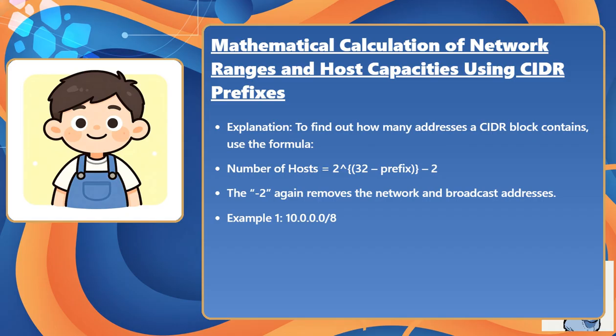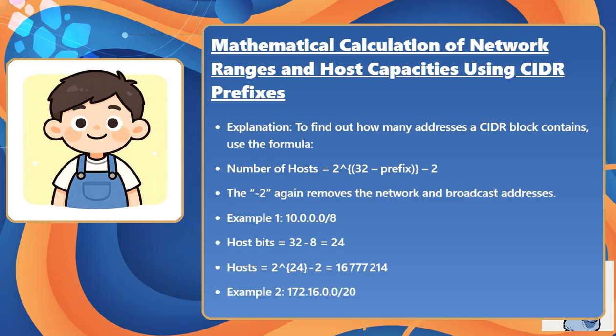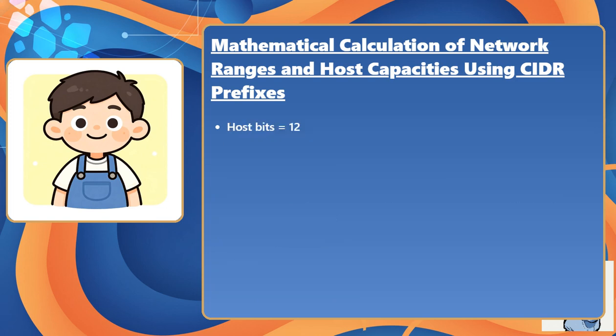Example 1: 10.0.0.0/8. Host bits equal 32 minus 8 equals 24. Hosts equal 2 to the power of 24 minus 2 equals 16,777,214. Example 2: 172.16.0.0/20. Host bits equal 12. Hosts equal 2 to the power of 12 minus 2 equals 4,094.